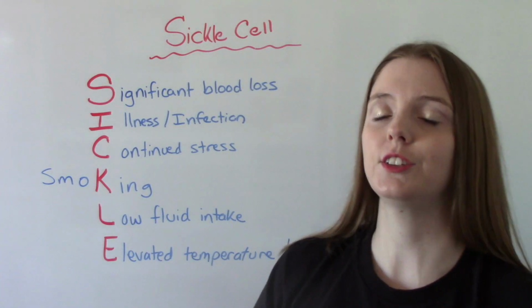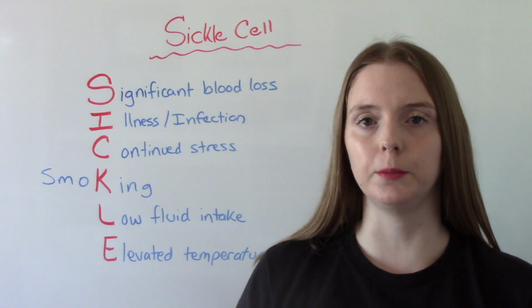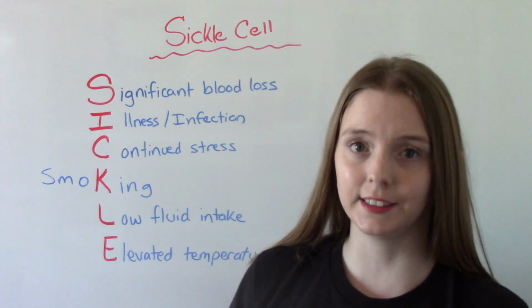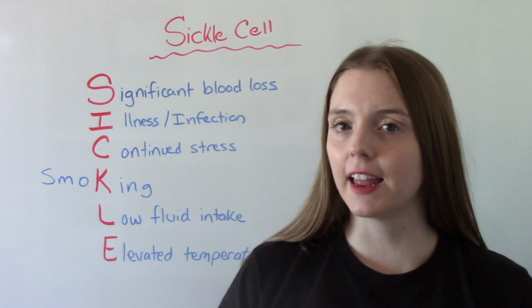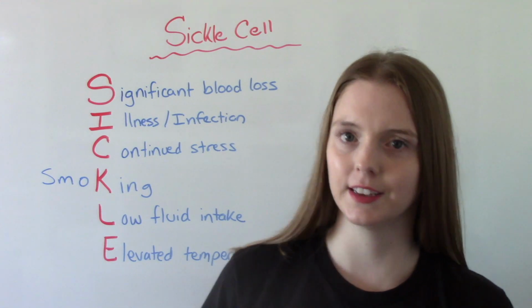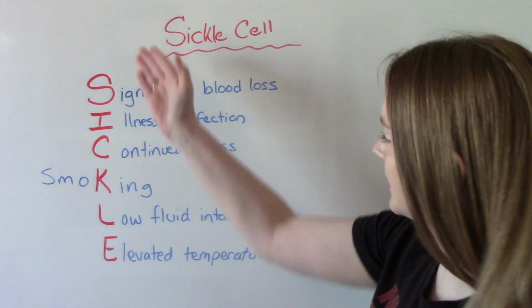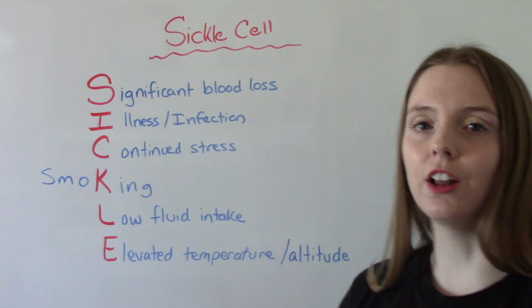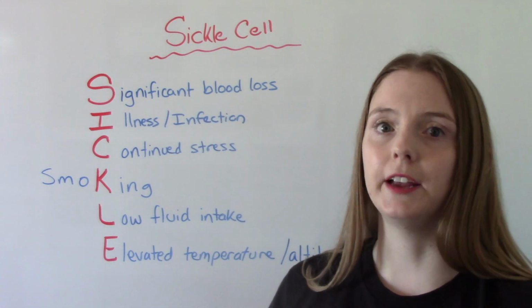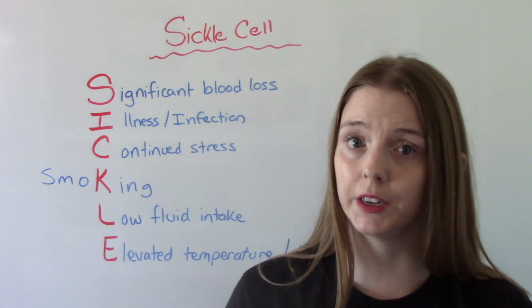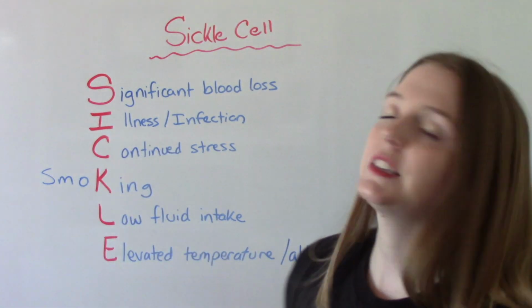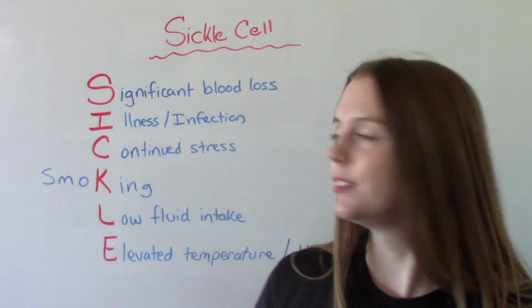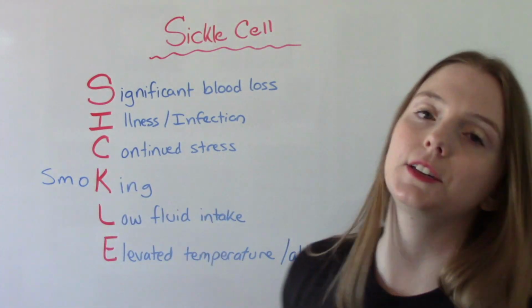Our biggest concern for our patient with sickle cell anemia is sickle cell crises. So many things can trigger a crisis, and a way you can remember that is SICKLE. So S standing for significant blood loss. This can occur from a traumatic event or a surgery. I is for illness or infection. C is for continued stress.